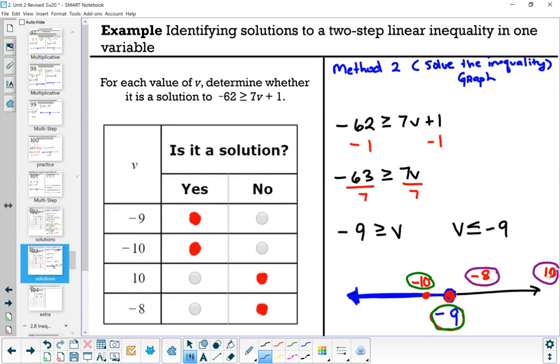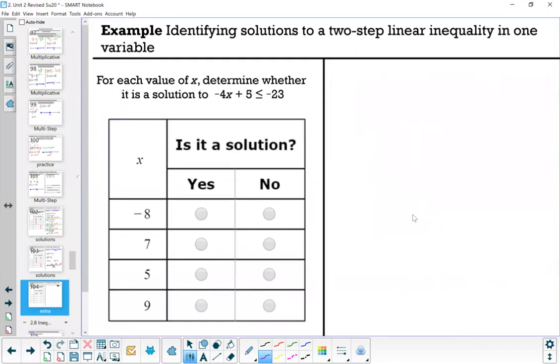So that's the second method of being able to answer this sort of question. So either method you can use. I think the graphing method is faster, but you just want to make sure you graph it correctly. So let's try it again.